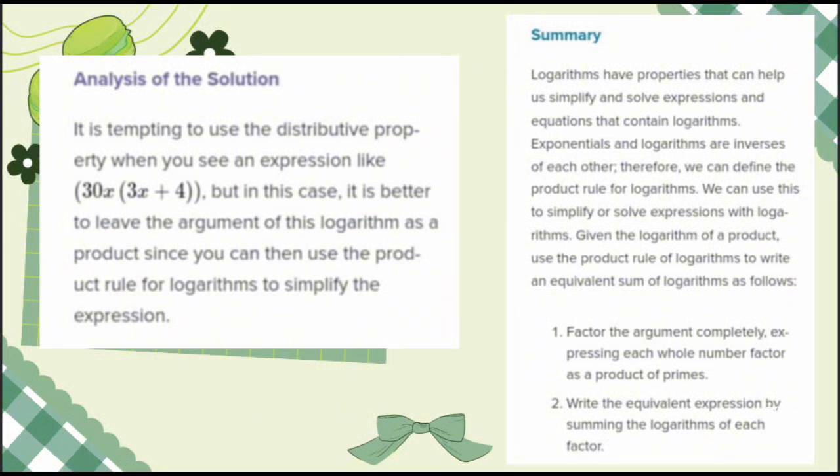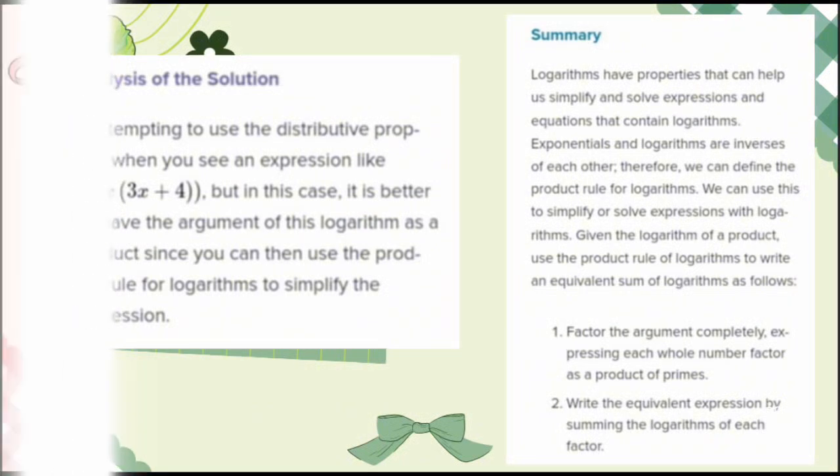Given the logarithm of a product, use the product rule of logarithms to write an equivalent sum of logarithms as follows. 1. Factor the argument completely, expressing each whole number factor as a product of primes. 2. Write the equivalent expression by summing the logarithm of each factor.